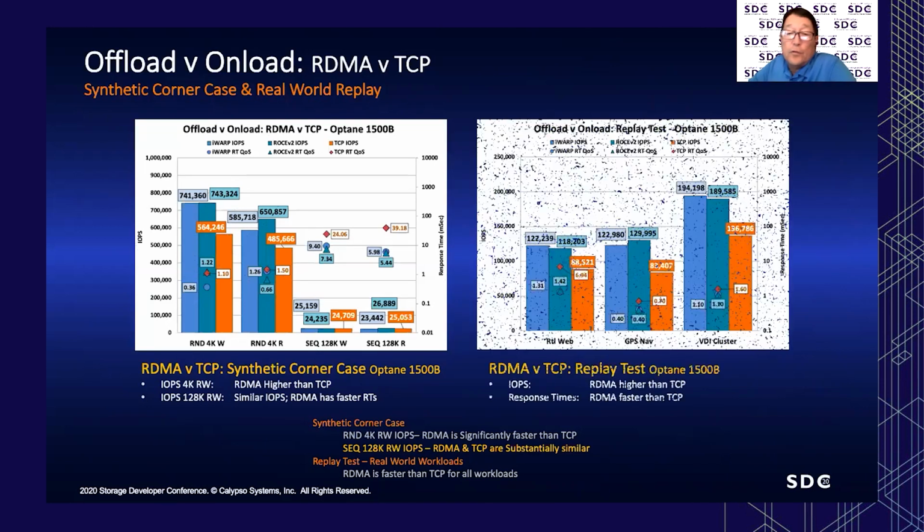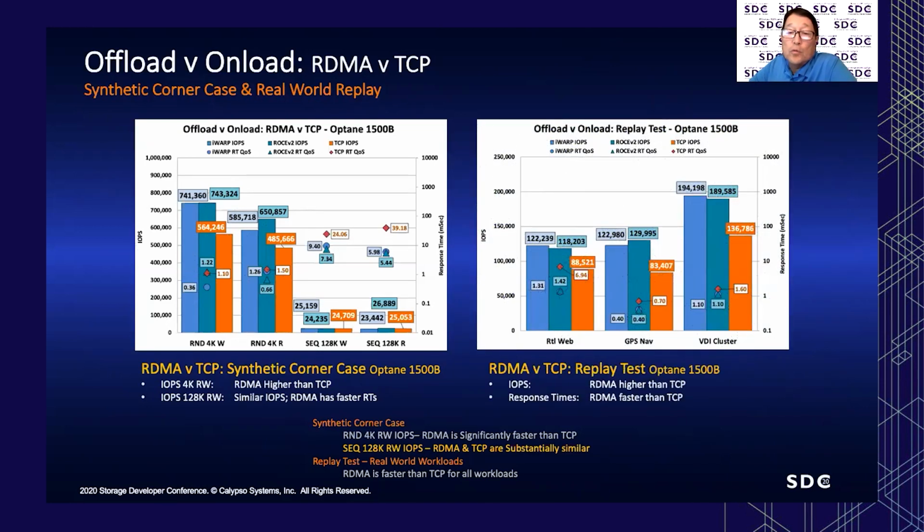Looking at the 3 real-world workload replay tests, you can again see that the RDMA are faster in IOPS than the TCP. Both the iWARP and ROCEv2 are faster than TCP orange. For response times, you can see again that RDMA has faster response times than TCP. All of these results are expected results based on the onload, offload technology of the transport.